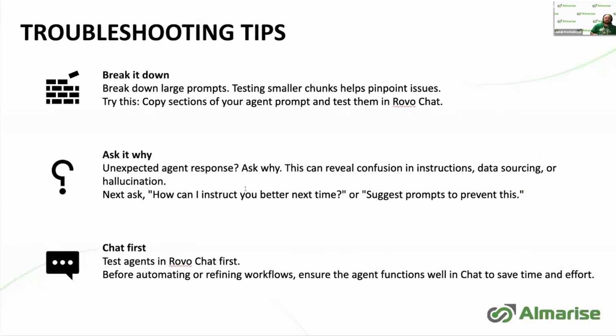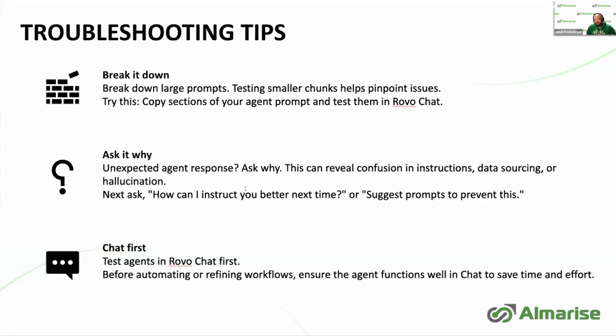Troubleshooting tips. Try to break down your large prompts and test the smaller chunks to pinpoint particular issues. If you see that your agent doesn't work correctly, just take part of your steps and check why it's not working. You can also ask it, why did you give me that answer? Sometimes these LLM models try to be too smart or hallucinate, some people would say. So you can also ask them, why did you give me that answer, and how should I instruct you to give the answer I expect?